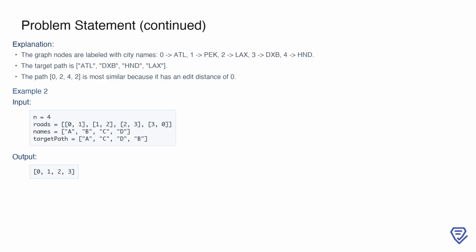In this example, the path 0, 2, 4, 2 is returned. If we map these node indices to their city names, the path corresponds to ATL, LAX, HND, LAX. This path is the most similar to the target path, with an edit distance of 0, meaning there are no mismatches between the target path and the graph path at any position.